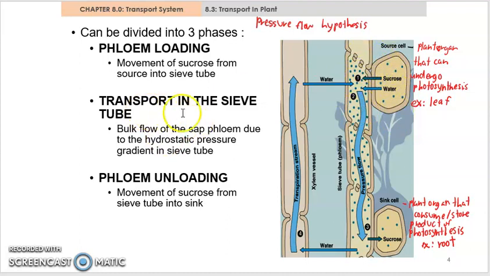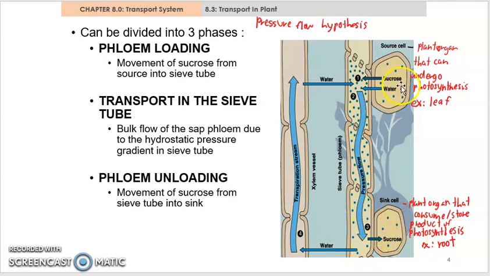And then the next phase adalah transport in the sieve tube. What happened? Bulk flow of the phloem sap due to the hydrostatic pressure gradient in the sieve tube. Nanti kita akan tengok macam mana boleh terbentuknya hydrostatic pressure gradient between the sieve tube near the source and also the sieve tube near the sink. And then the last phase adalah phloem unloading. Apa tu phloem unloading? It refers to the movement of sucrose from sieve tube into sink.